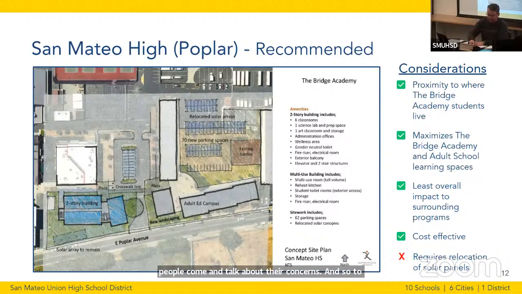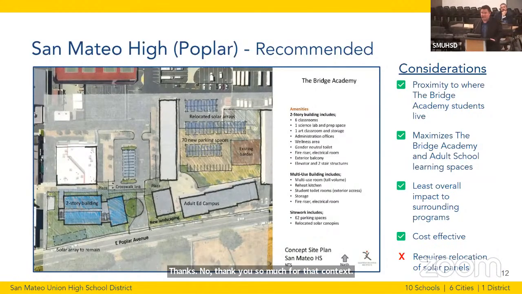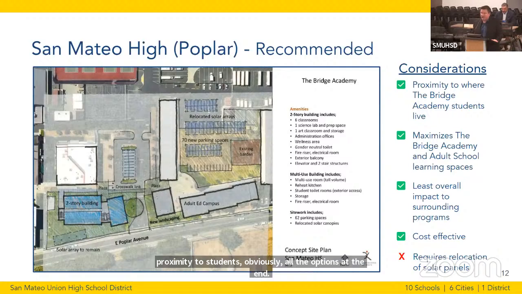Thanks. No, thank you so much for that context. Just to add, to finalize on this one, the positive considerations include the proximity to students. Obviously, all the options at the end did have that proximity.